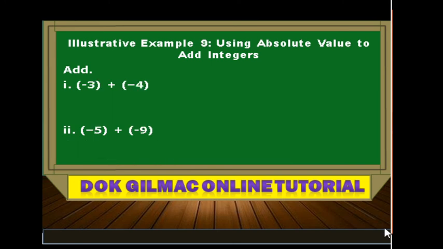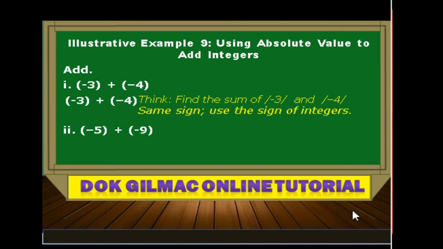Then let's have illustrative example number 9. Add negative 3 plus negative 4, then negative 5 plus negative 9. Think of the sum of the absolute value of negative 3 and the absolute value of negative 4. So we have 3 plus 4 is 7. Same sign, use the sign of the integers. The sign of these two integers is negative. So we have negative 7.